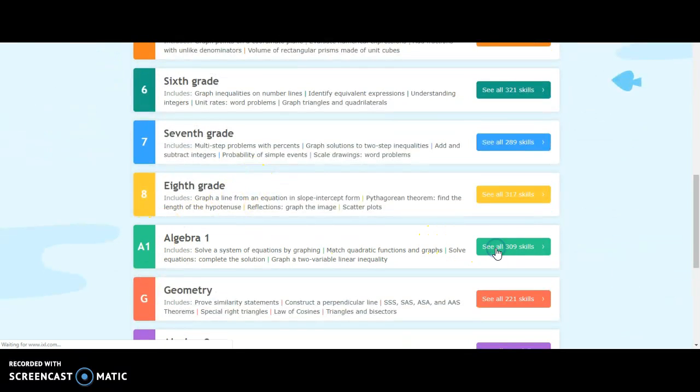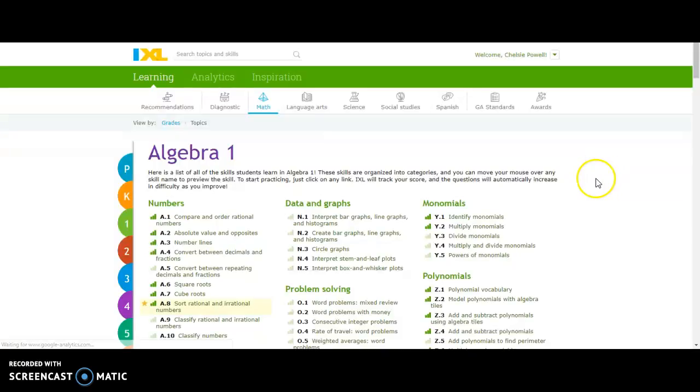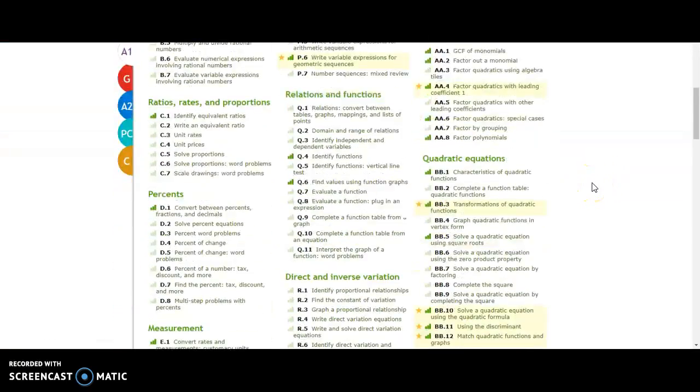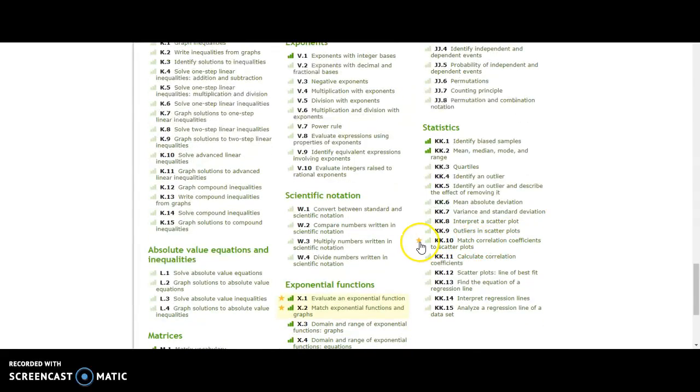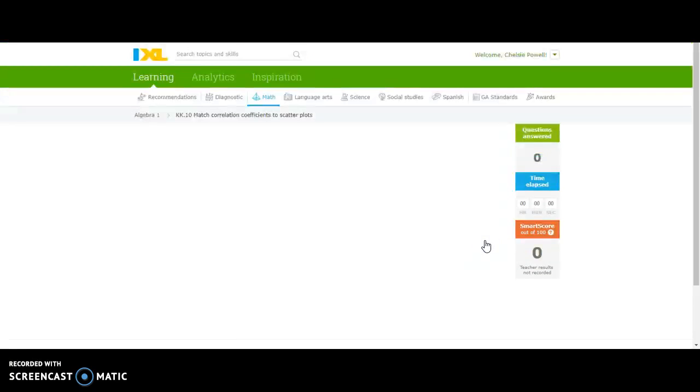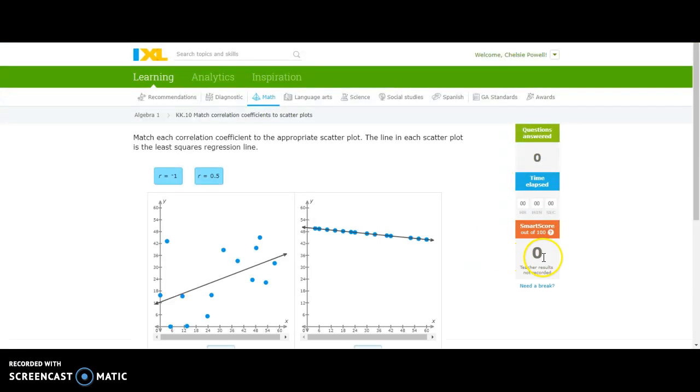It's this greenish color. And then it will be starred for you. You're going to go all the way to the very end, and it's KK.10. It'll have a little star next to it for you. Your goal is going to be to get a 70 or higher SMART score on this session.